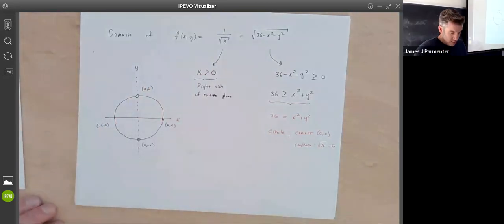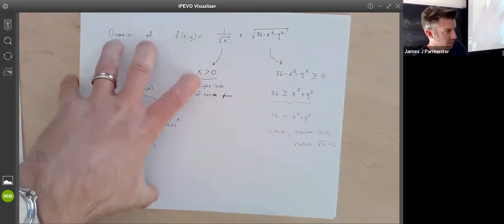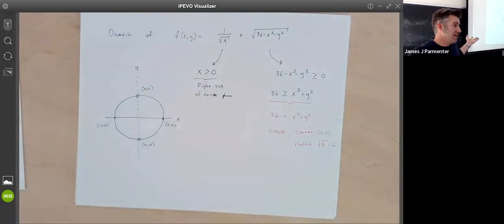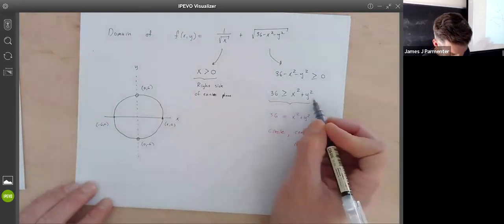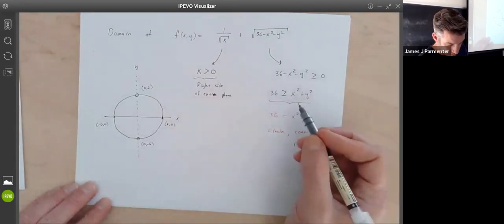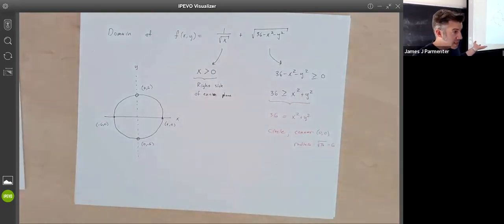Okay, so the question is, which side of this border do I want? Do I want everything inside the circle or everything outside the circle? I think you want in the circle. Yeah, but how do you know for sure? There's an easy way to check. Test any point you want. So test the origin. If I plug in 0, 0 into this inequality, is it true that 36 minus 0 is bigger than 0? Yes. Then that point's in the domain.